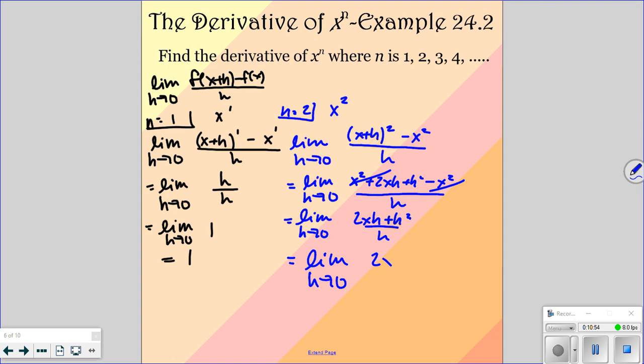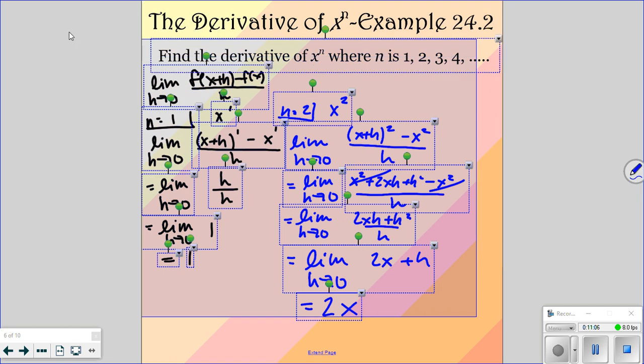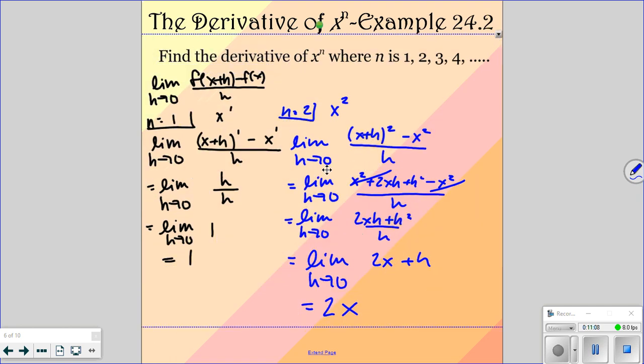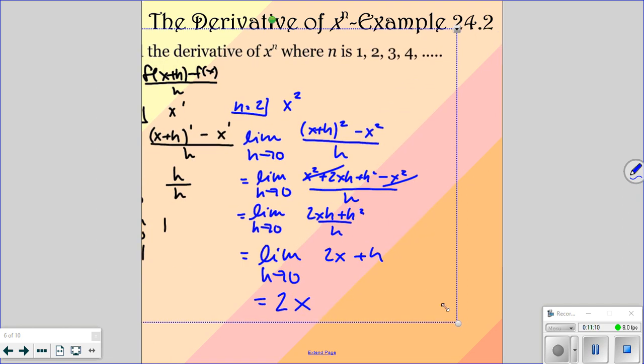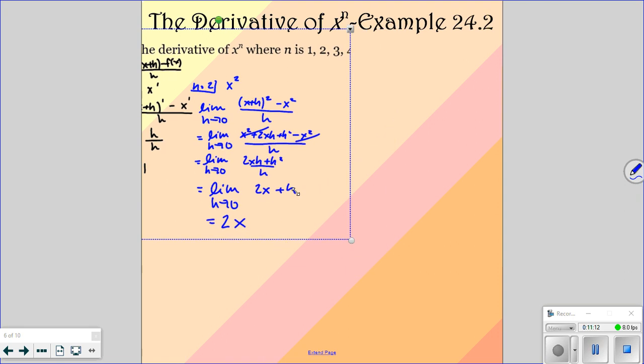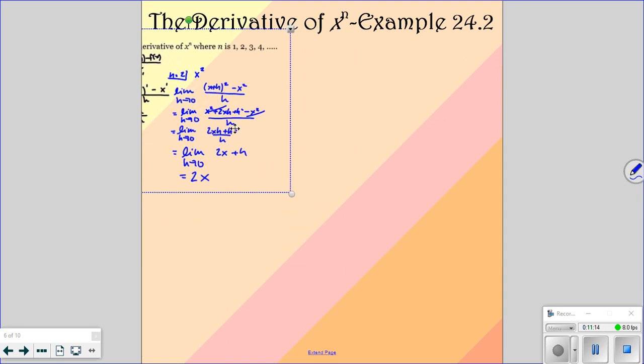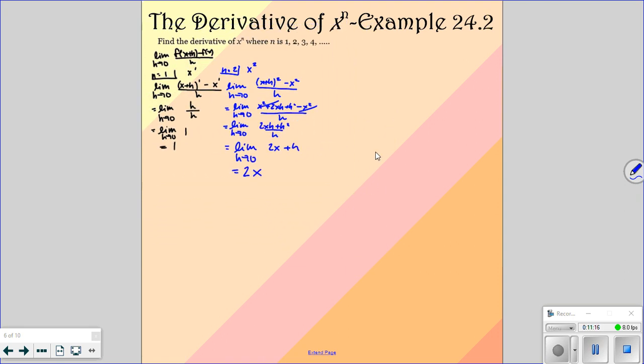And that would make 2x plus h. So we can plug in 0 for h, and that gives us just 2x. Okay, so that would be for those. And I'm going to make it small so that I can keep going with the next one.